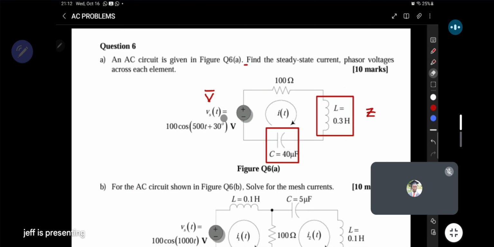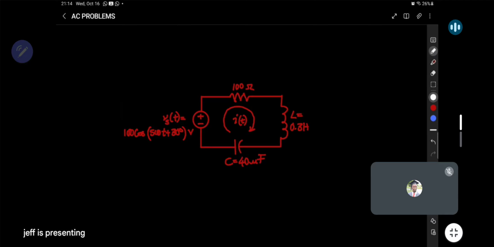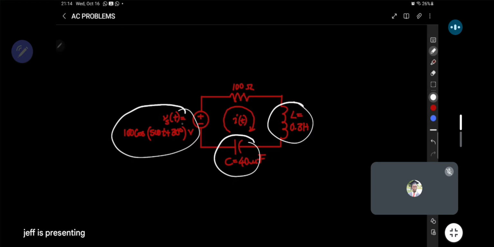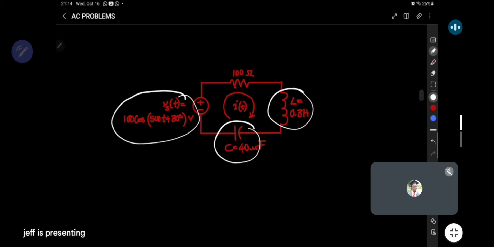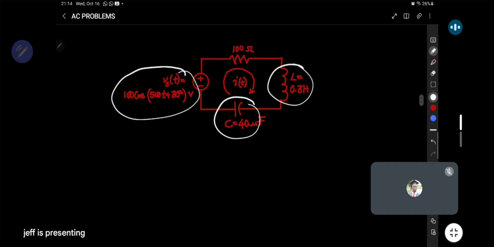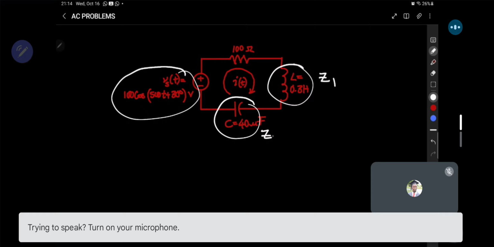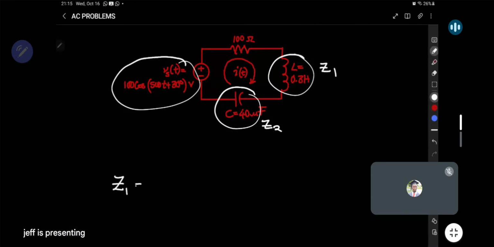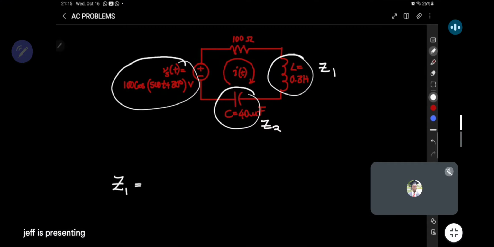So like as I was saying, to find all those, the first step will be to transform the circuit and look at it in its phasor form. So the first step is to change the inductance to impedance, capacitance to impedance, and the supply to its phasor form. So how do we get the impedance when we're dealing with an inductor? Label this as Z1, then we'll label this as impedance to them. So for an inductor, we know to say the impedance there.